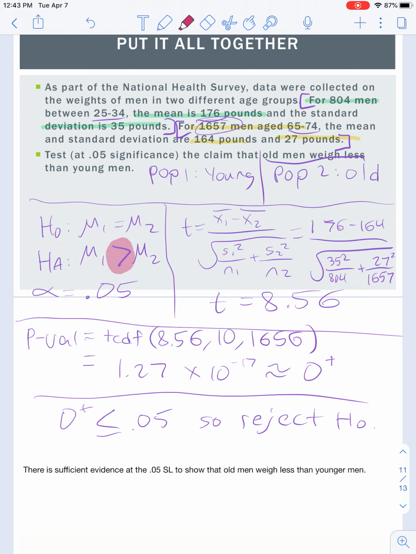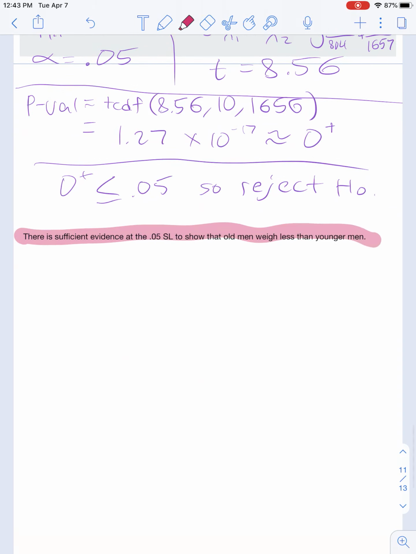Because it's a greater than problem, I did TCDF starting with the test statistic and going to the right, so 10 being my infinity here. So 8.56 to 10. The larger n was 1657, so I did n minus 1, 1656. And I got back an answer of 1.27 times 10 to the negative 17th, which is so small I just called it 0 plus. And 0 plus is less than 0.05, the significance level, so we're able to reject the null hypothesis. And my conclusion was that there is sufficient evidence at the 0.05 significance level to show that old men weigh less than the younger men.